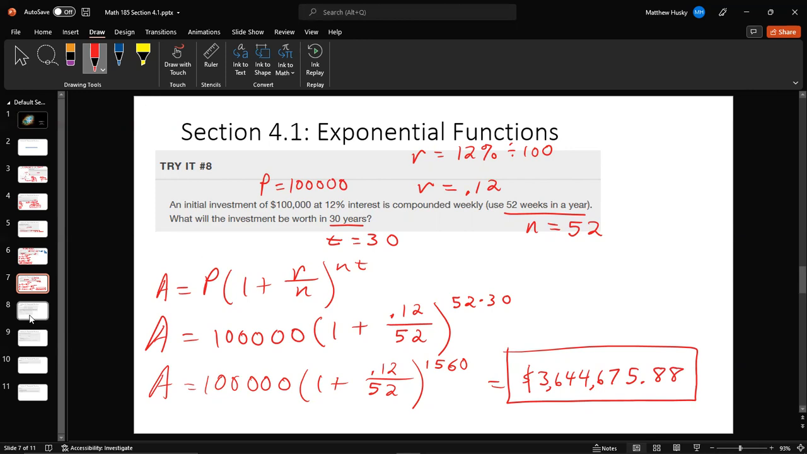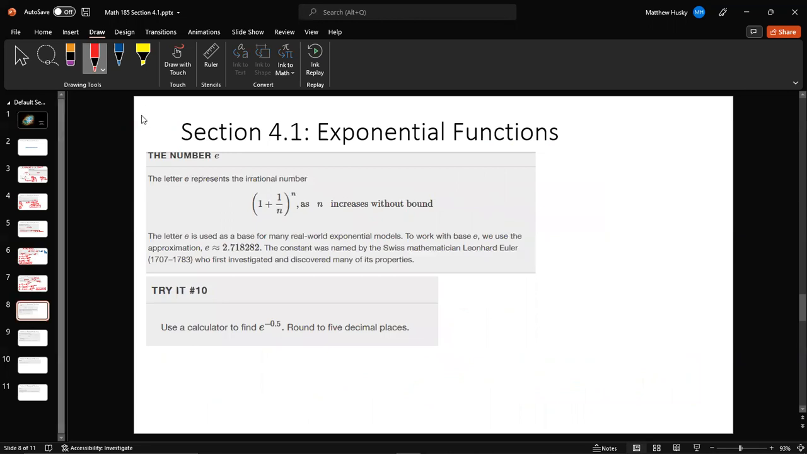Let's see. What else do we have going on here? So there is a number known as E. The number E gets its name from a Swiss mathematician named Leonhard Euler. It kind of looks like Euler, but it's actually pronounced Euler. And so they named it in his honor, E. And it is this number right here, 2.718281828. And it's a number that's sort of like pi. It's this kind of funky decimal number that's roughly 3.